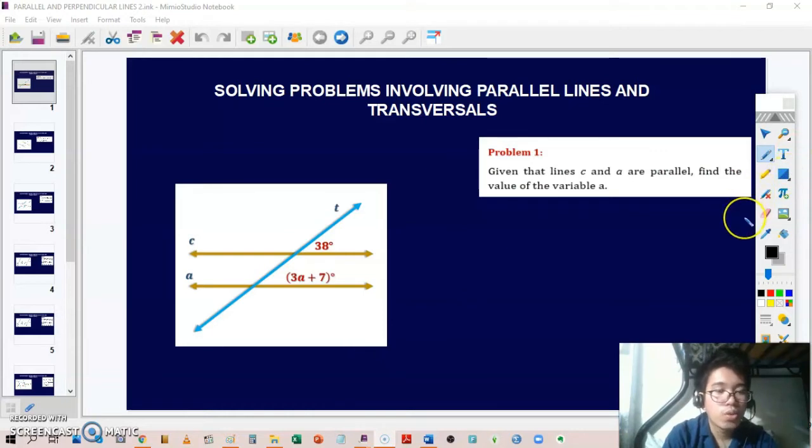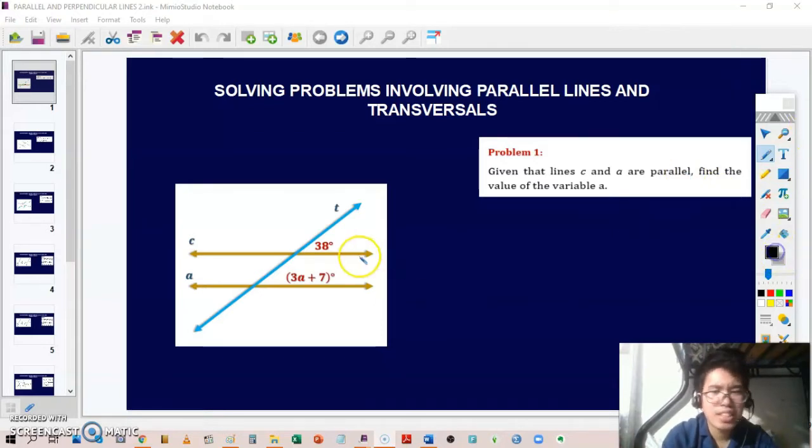And also, let's try to use some of the properties and the theorems that we've discovered, like the alternate interior and exterior angles are congruent, those pairs of angles are congruent, and so on and so forth. So let's try here on problem number 1. Given that lines C and A are parallel, find the value of variable A.